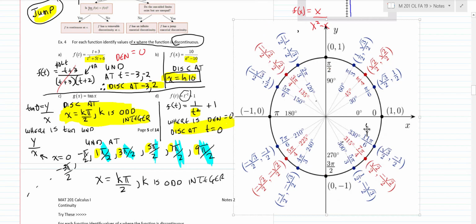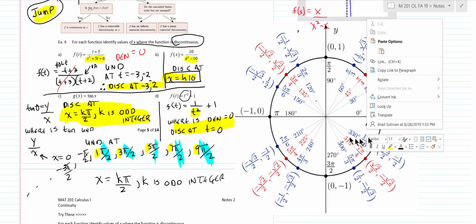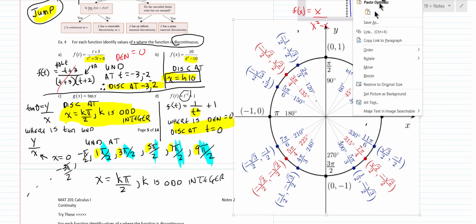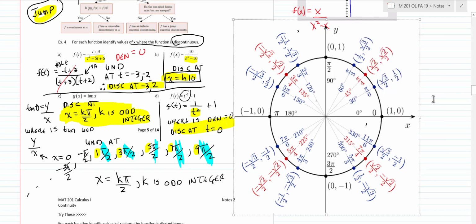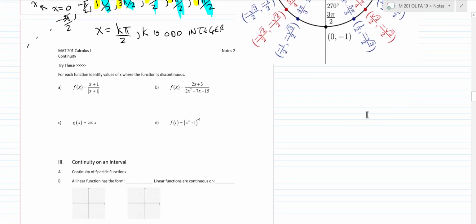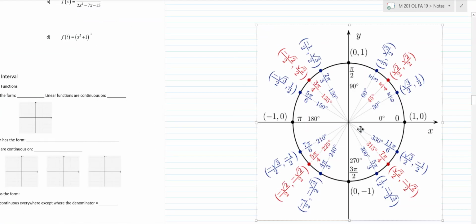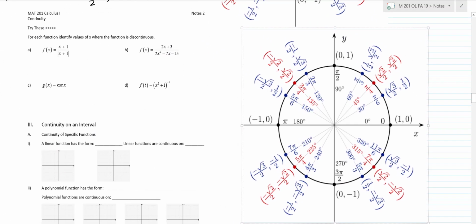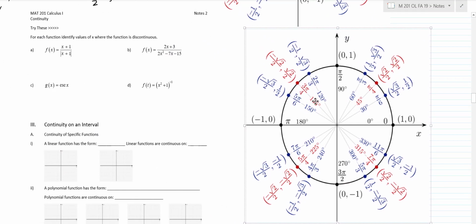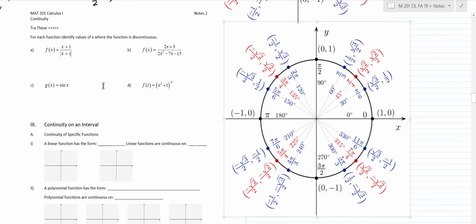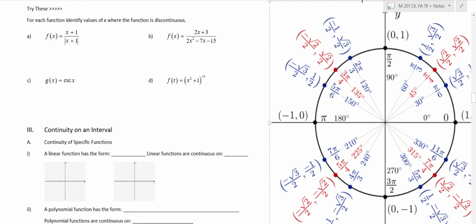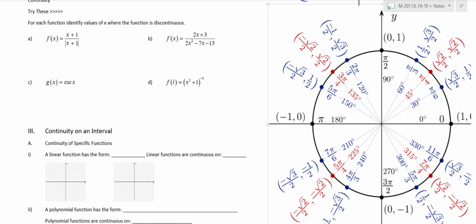All right, so we're going to finish this up. All I'm going to do to finish up the video is have you go to the next page and do these problems. I'll provide you a unit circle. I think I gave cosecant. So we want to figure out where the cosecant is discontinuous. So go ahead and pause and see if you can get these figured out.